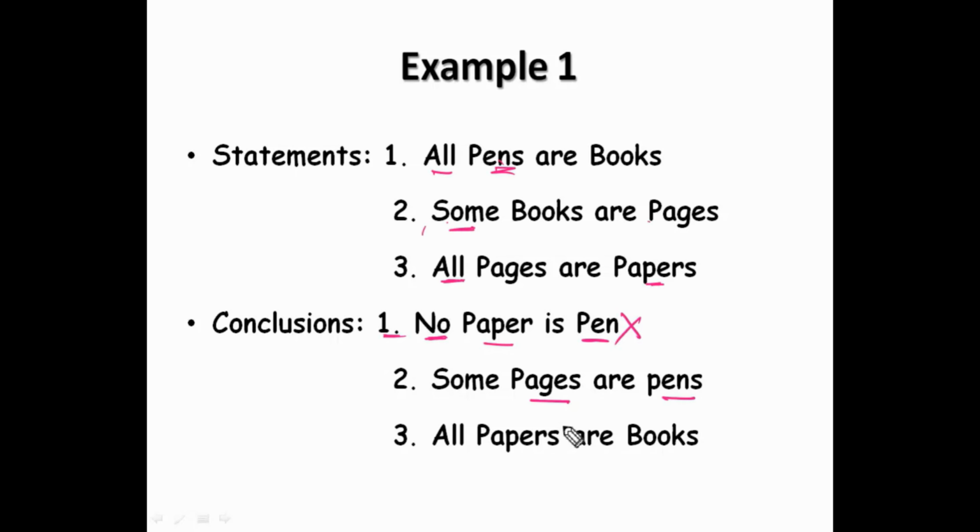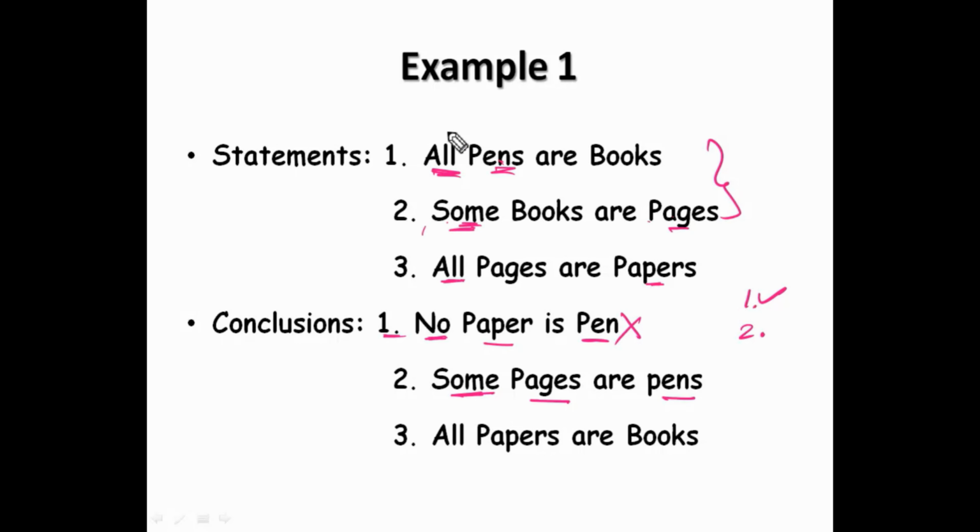Pages and pens. To get the relation between pens and pages, we need to combine the first and second, ignoring the third one. What is the common element? Books is the common element. First of all, we have to check positivity and negativity. Step 1: positive and positive, the result must be positive. Yes, given positive only. Step 1 cleared. In step 2, we have to check whether we can combine or not.